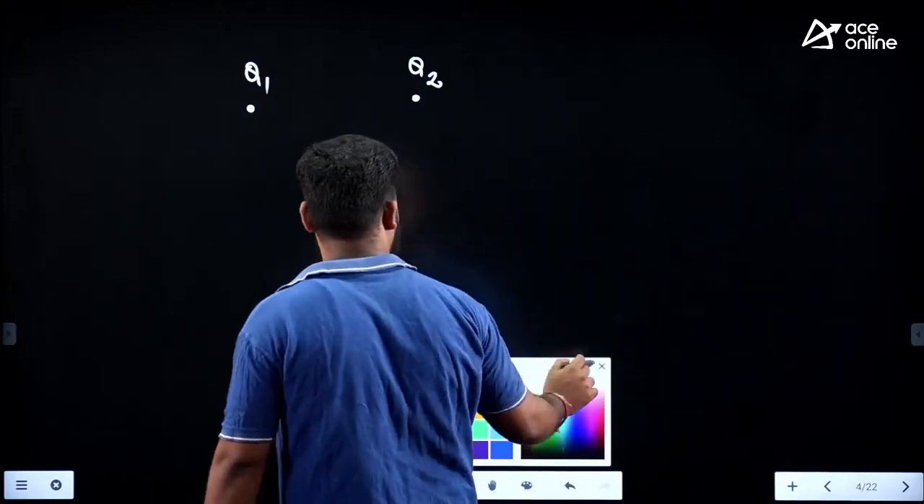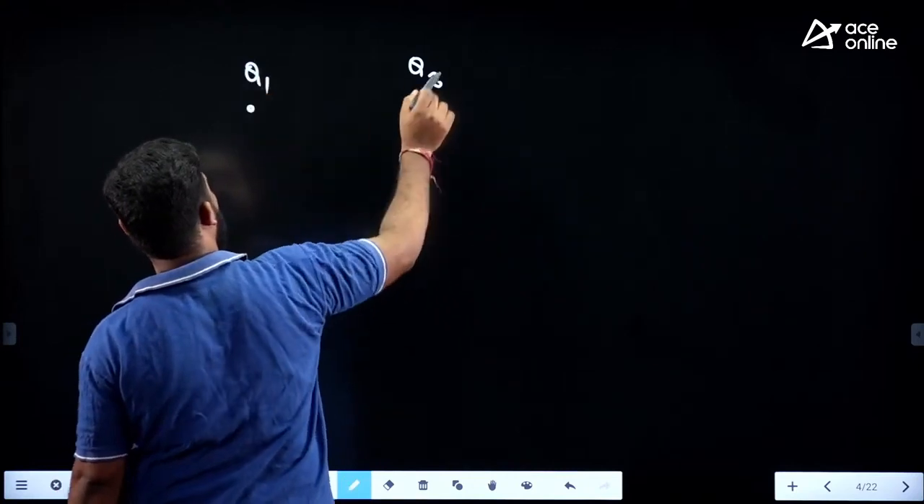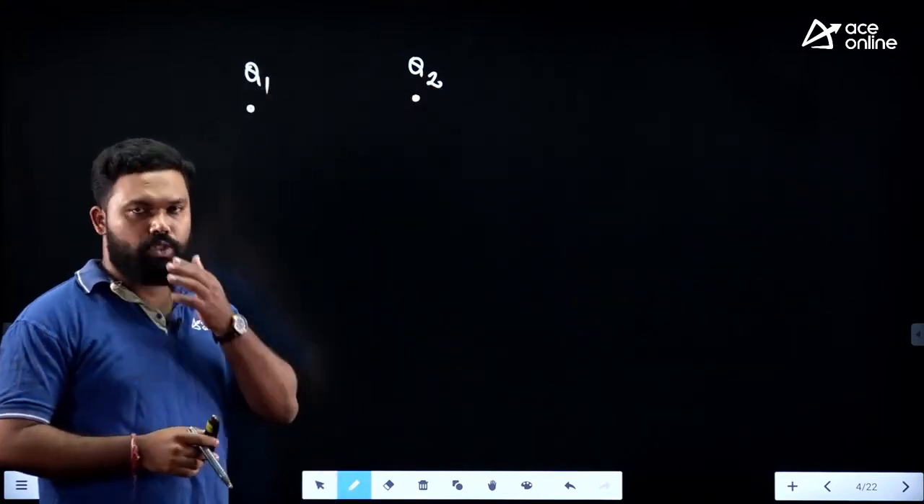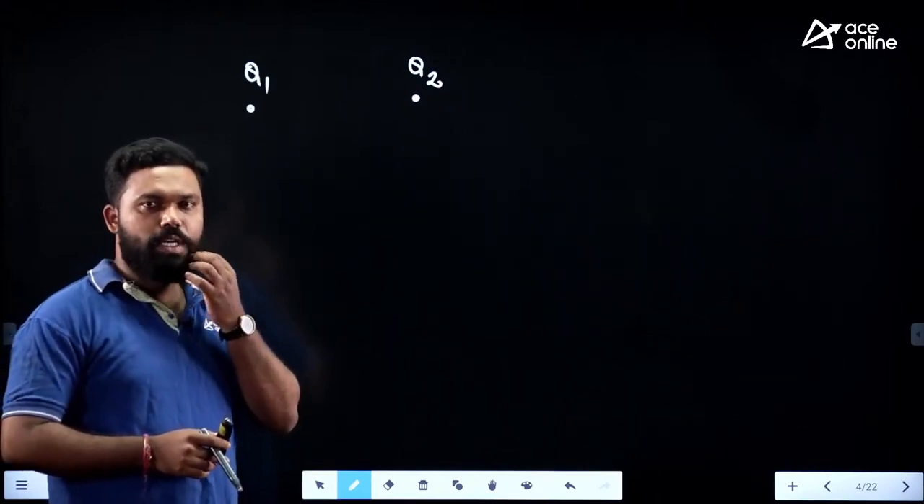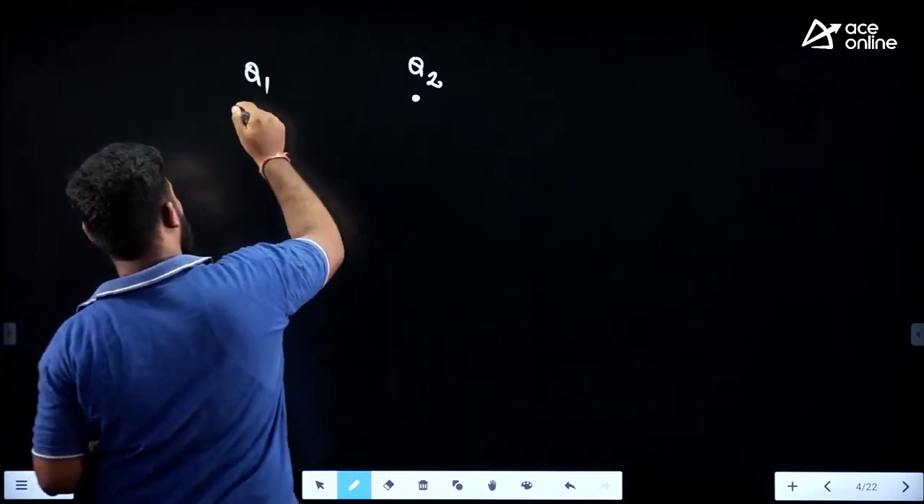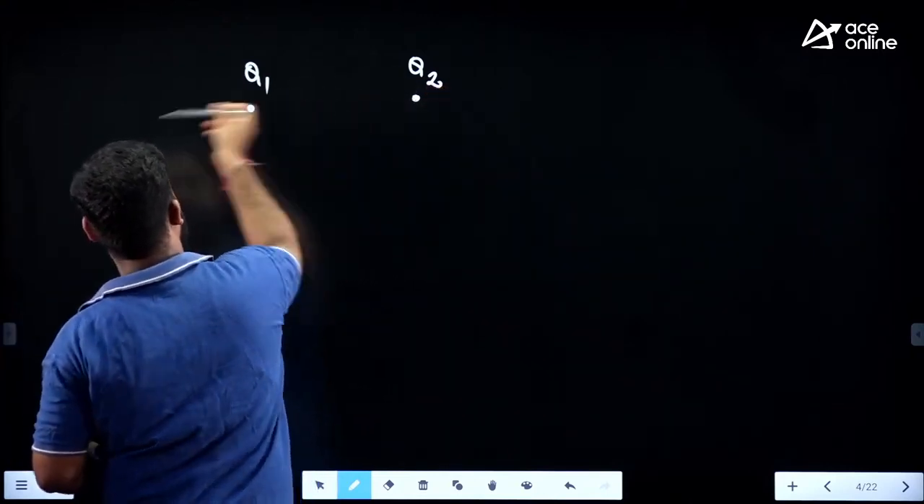Fine. So let us take the distance between them. If I assume these two charges, Q1 and Q2, to be positive charges, what happens? They will repel each other. So this one will exert force on that one in this direction, and that one will exert force on this one in this direction.